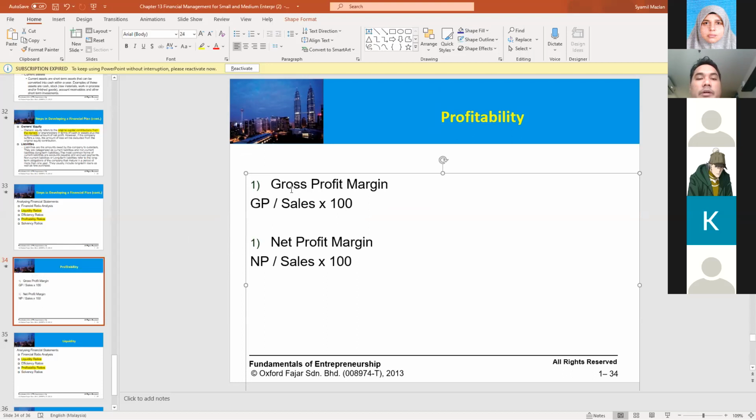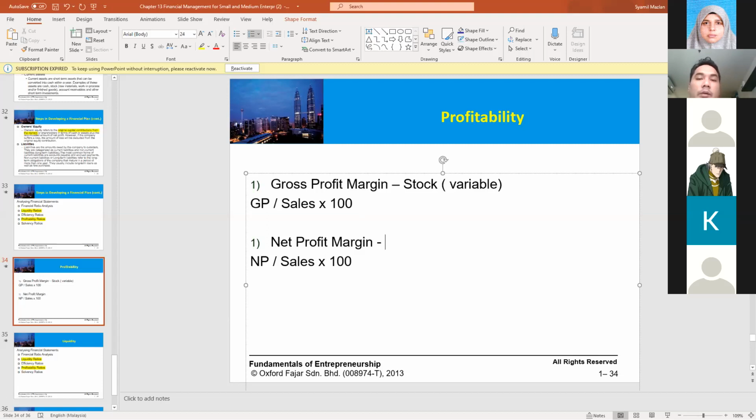Remember the function of gross profit margin is just to see on your stock. When you minus sales with the stock, how much gross profit margin you get. That's what we call gross, because it is minus your variable cost. Variable cost, like I told you, the increasing of your production, the increasing of your cost.